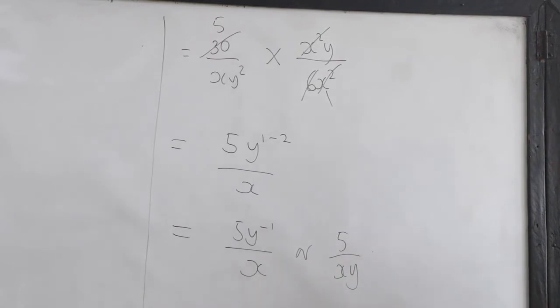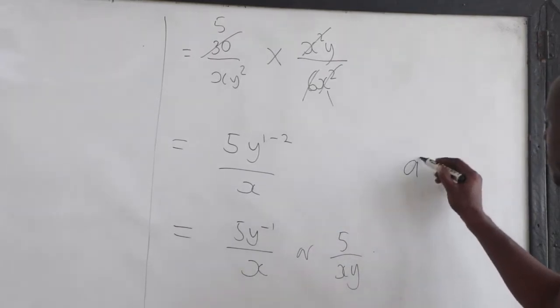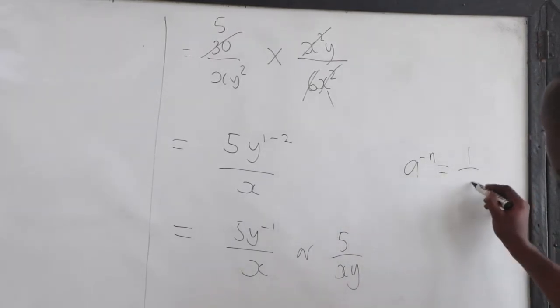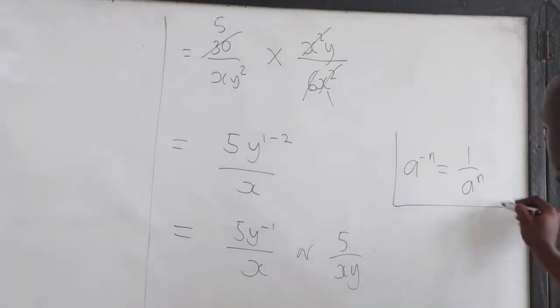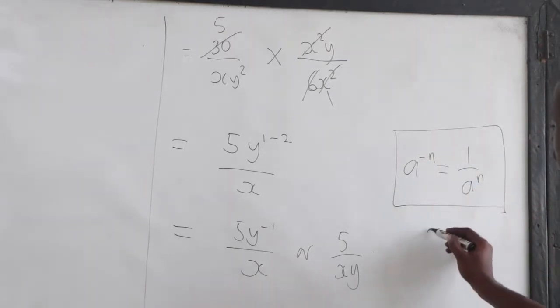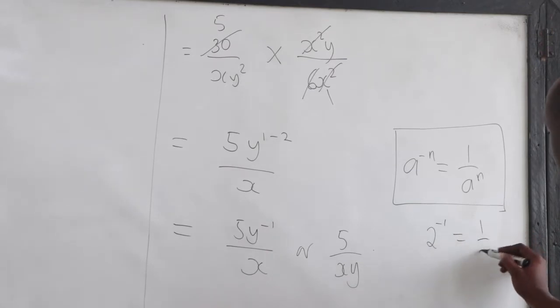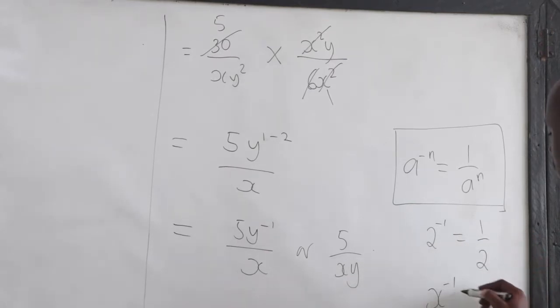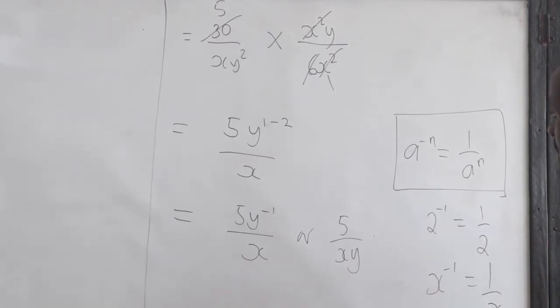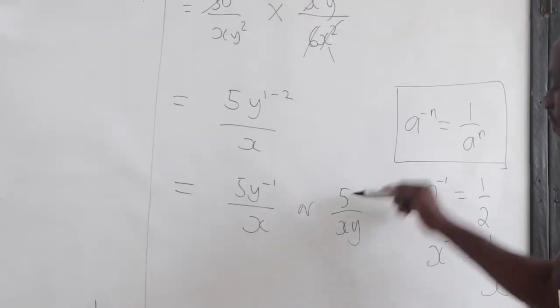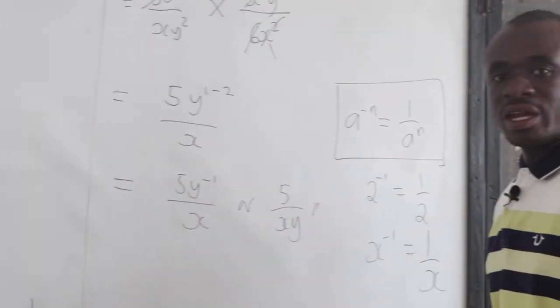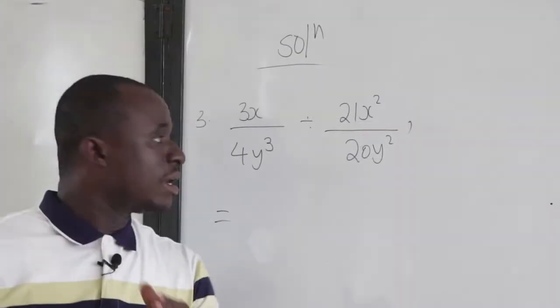Now why? There's a property which says that if you have a to the power negative n, it's the same as 1 all over a to the n. So if you have 2 to the power negative n, it's the same as 1 over 2 to the n. If you have x to the power negative 1, it's the same as 1 over x. So y to the power negative 1 can come down and we can have this. Now let's see question 3.